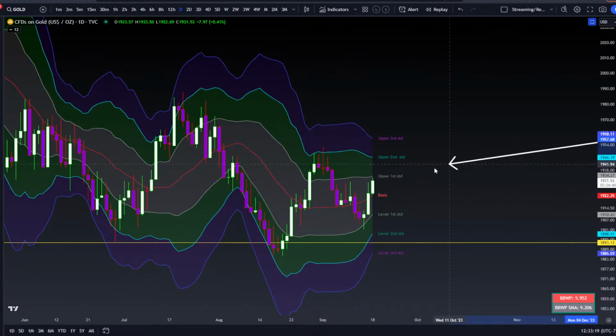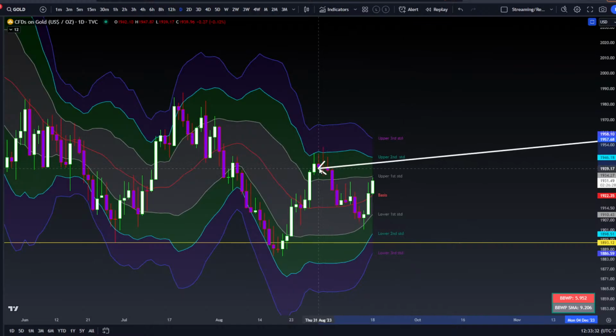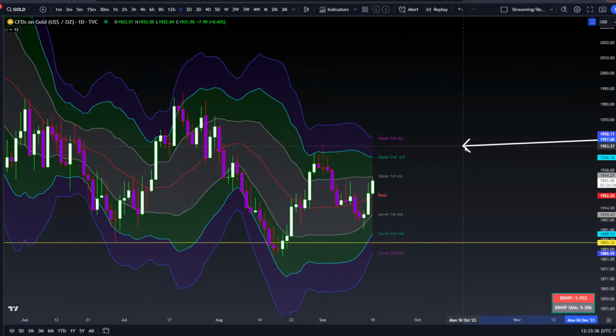Closures above there, and I'm looking for a move to the upper first. We've kind of already seen that at 1934. And if we do see closures above there, I'm looking at the bottom side of the high at around 1940 to the upper second around 1945-46 area.